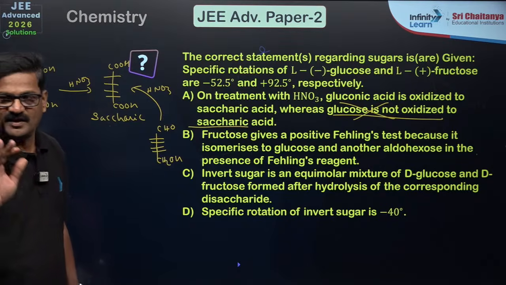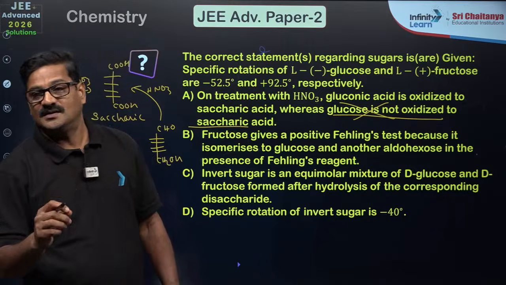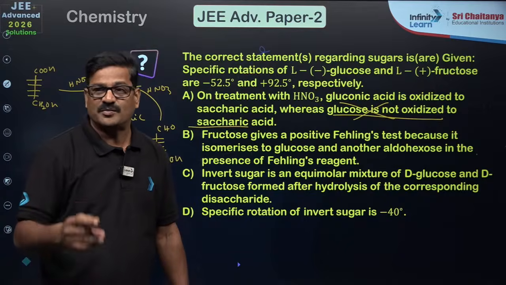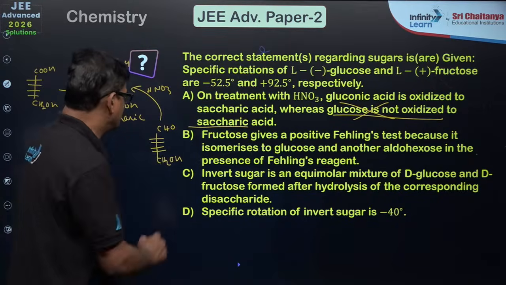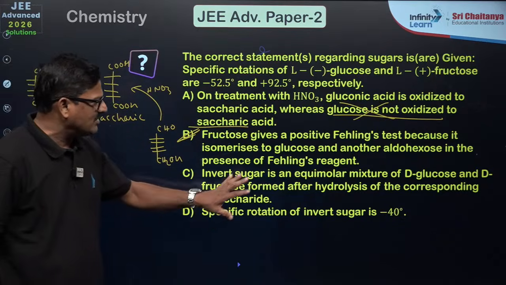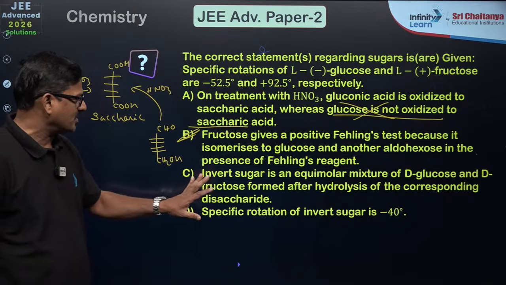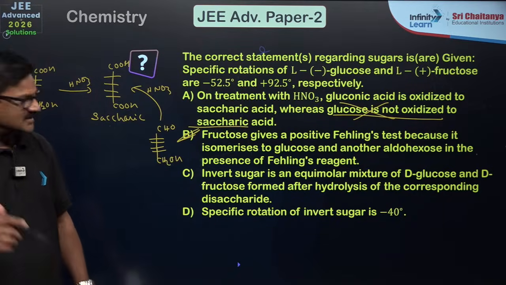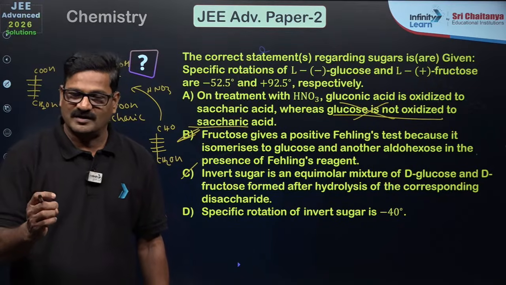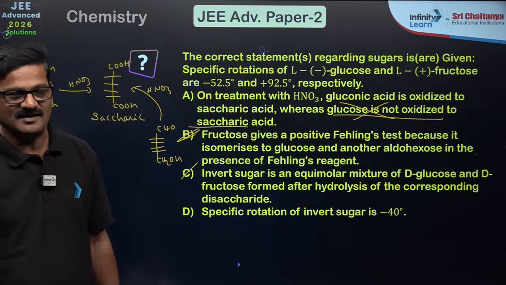Fructose gives a positive Fehling test because it isomerizes in the oxidizing agent to give glucose and another aldohexose in the presence of Fehling's reagent. So it can give. So B is a true statement. Invert sugar is an equimolar mixture of D-glucose and D-fructose formed after hydrolysis of the corresponding disaccharide. That's the reason why it is called invert sugar. So the statements are a little confusing, but it is clear. It is given simply from the NCERT.